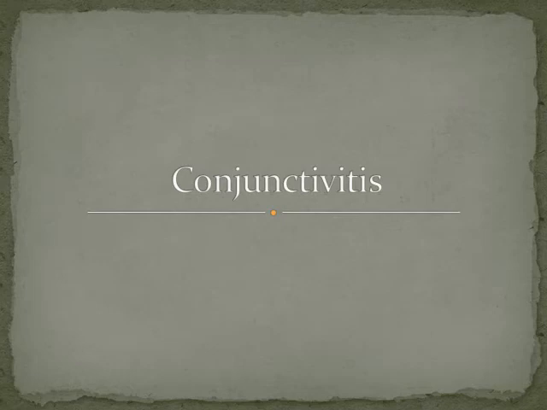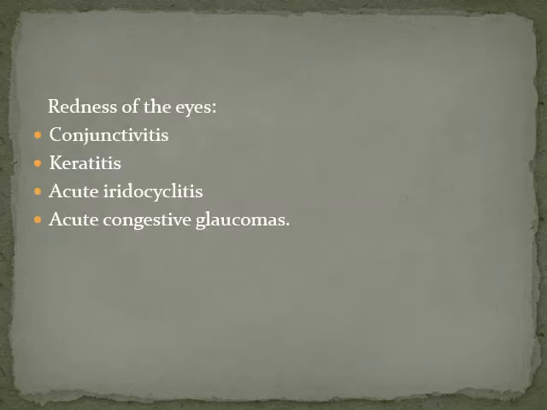Good morning, everyone. Today's topic for clinic is conjunctivitis. As we all know, conjunctivitis is inflammation of the conjunctiva, and when a patient comes to you having conjunctivitis, the main complaints will be redness and discharge. So, what are the causes of redness? What are the differential diagnoses? One, it can be conjunctivitis, it can be keratitis, it can be acute iridocyclitis or acute congestive glaucoma. These are the main causes of redness of the eye.